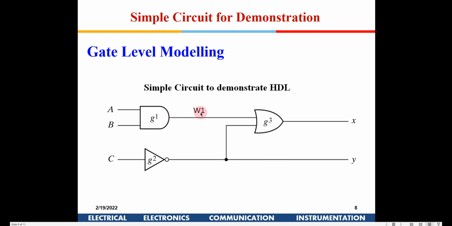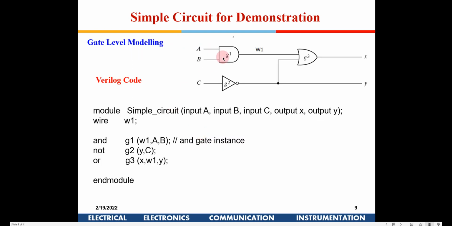This wire is not available as an output, right? Because that is not required. But internally I require this. I need to declare this W1 so as to use it as an input to this gate. So this is known as a wire out here. So this is how I write the code. Once you do a few sample codes, you will become very familiar with Verilog.